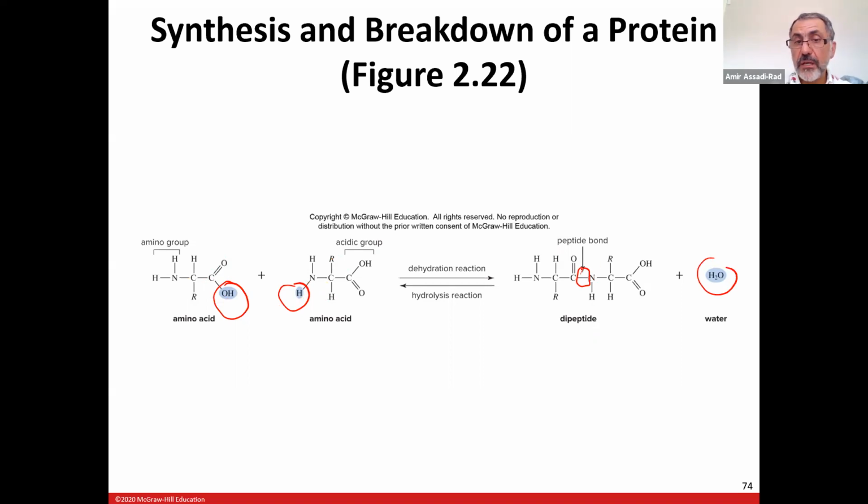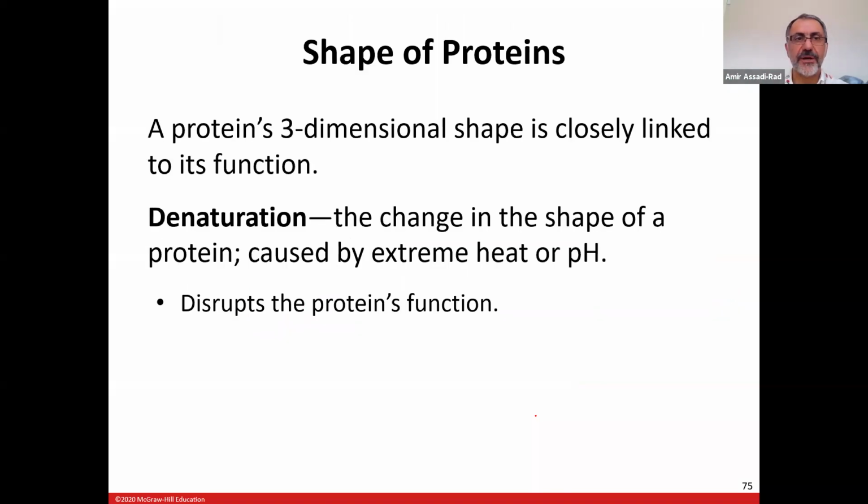You want to break that one? You need H2O. Okay, I hope I made some sense. The process going this way is hydrolysis, and going that way the process is dehydration. You know this by heart now. A protein's three-dimensional shape is closely linked to its function.